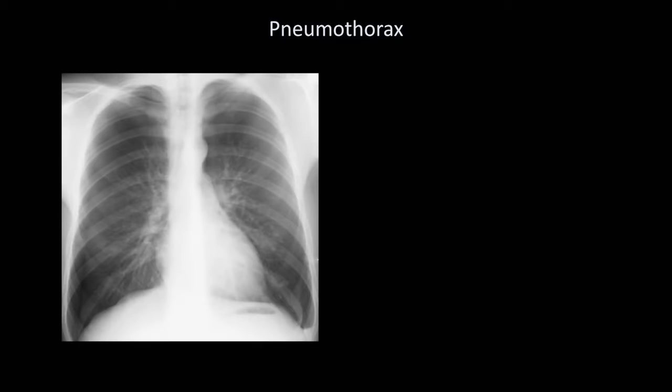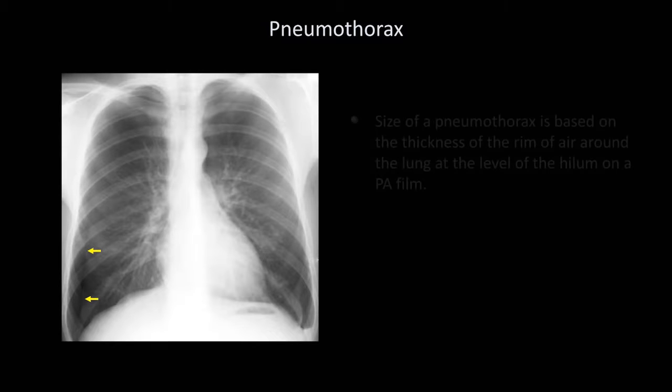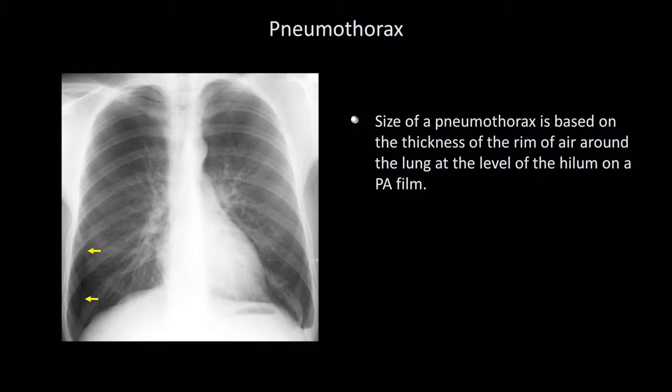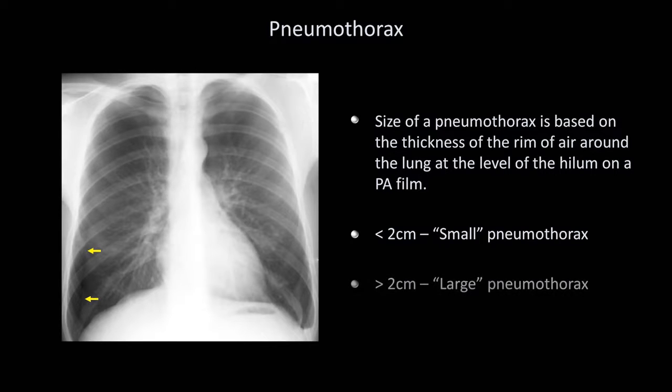Consider this X-ray. Do you see anything unusual? If you look closely at the lateral aspect of the right lung, you'll notice a subtle vertical line, lateral to which there are no lung markings. A pneumothorax. The size of a pneumothorax is given in very qualitative terms and is based on the thickness of the rim of air around the lung at the level of the hilum on a PA film. Less than 2 centimeters is generally referred to as a small pneumothorax. Greater than 2 is referred to as large.